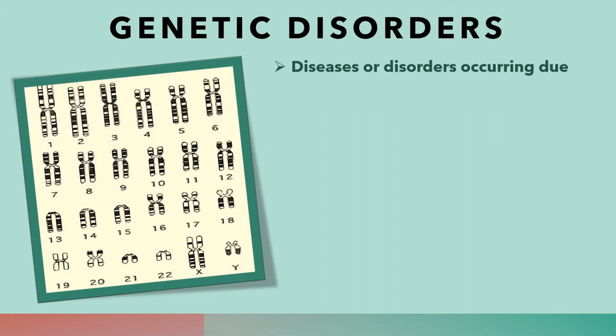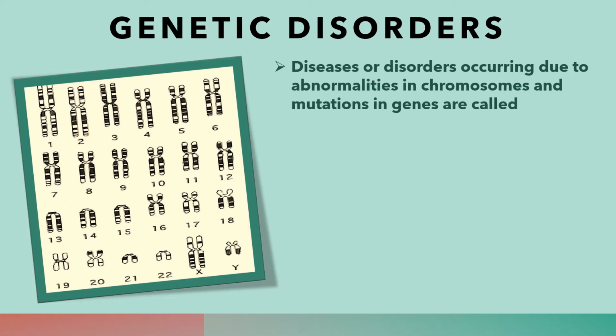Diseases or disorders occurring due to abnormalities in chromosomes and mutation in genes are called genetic disorders. Abnormalities, some defect in the chromosome, and mutations in genes, sudden changing of the pattern of genes. These are the two reasons that we have genetic disorders.